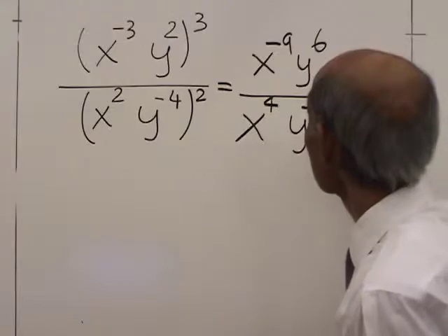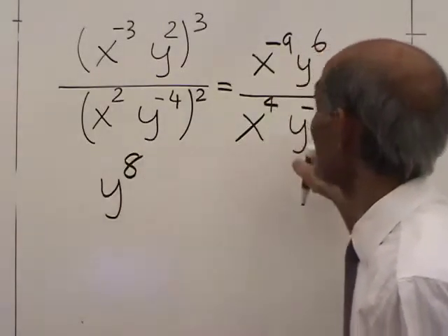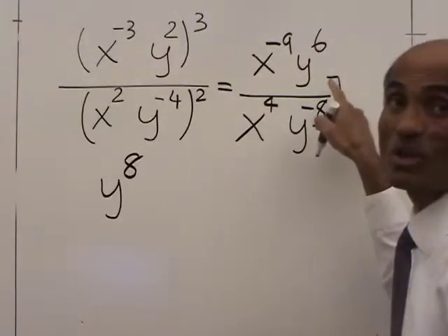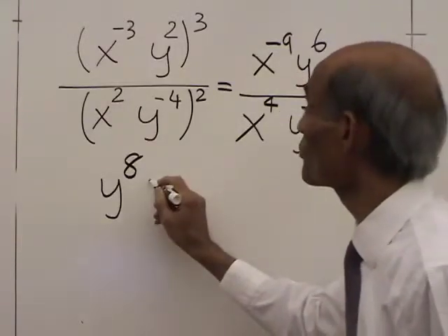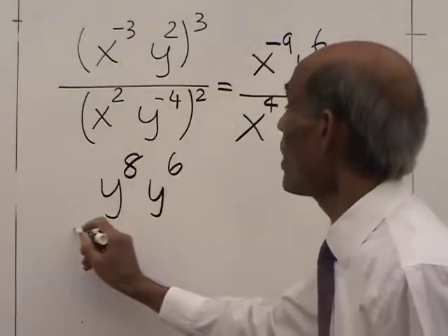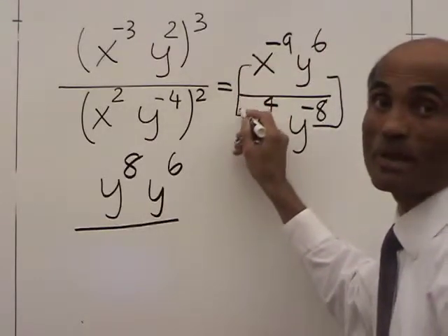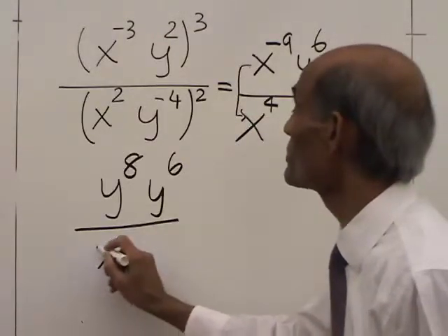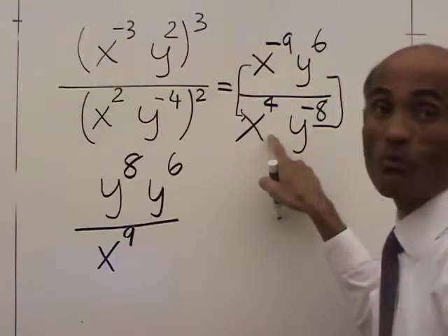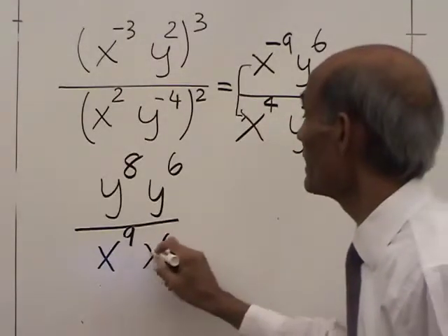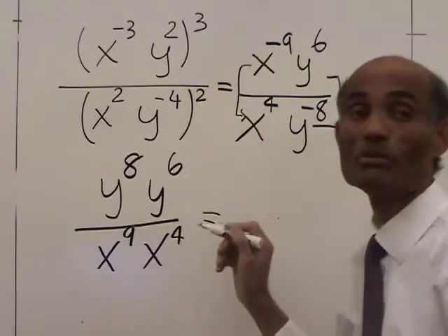So first we take this up. It will become y to the power of 8. And we keep that y to the power of 6 on top, over this x to the power of negative 9 will come down, will become x to the power of positive 9. And x to the power of 4 is already there. It will stay there. Okay, what is the next thing that you will do?